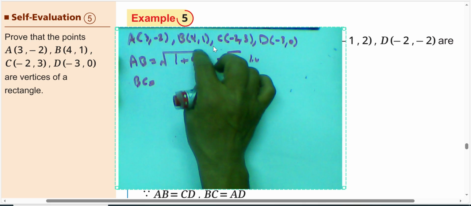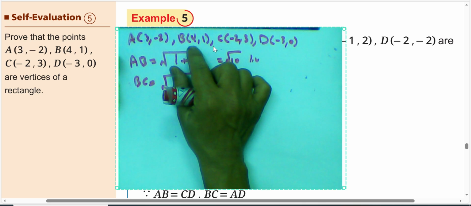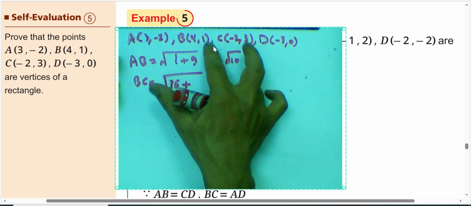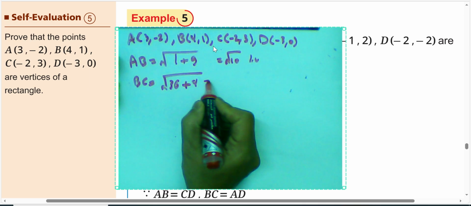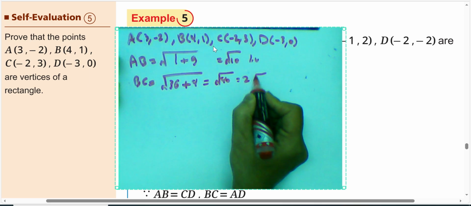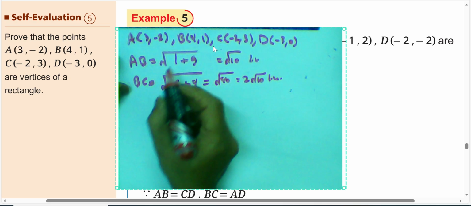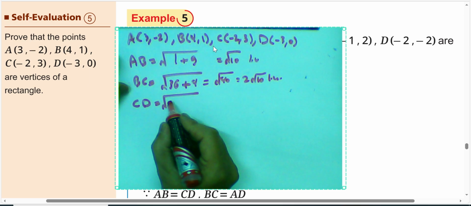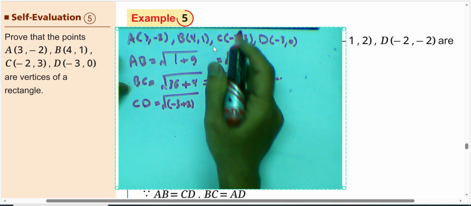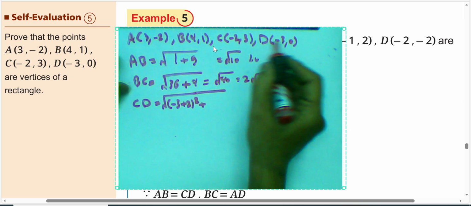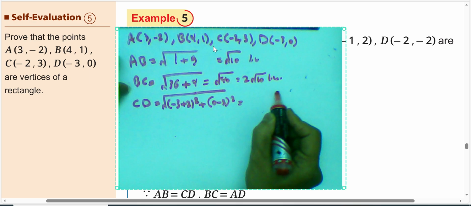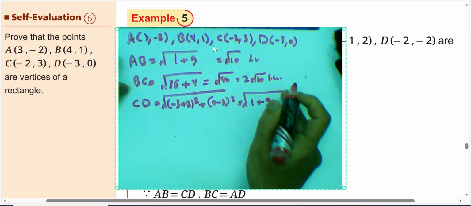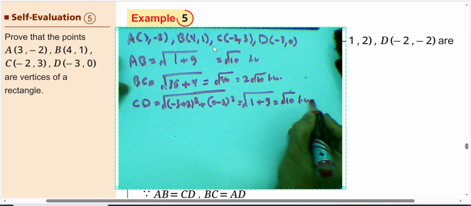And what about BC? Listen. Negative 2 minus 4, negative 6. Negative 6 power 2, 36. 3 minus 1, 2. 2 power 2 equal 4. Square root of 40. The result will be 2 square root of 10 length unit. AB, BC, CD. Negative 3 minus 2, it will be negative 3 plus 2 all power 2. 0 minus 3 power 2. Negative 3 plus 2, 1. 1 power 2 equal 1. Negative 3 power 2 is 9. The result will be square root of 10 length unit.